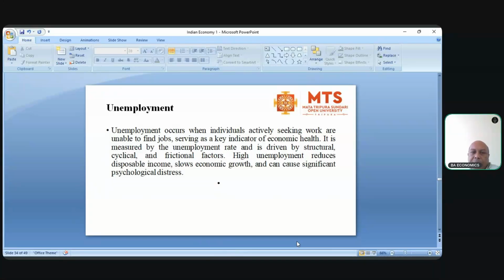So unemployment is a social problem, and unemployment is directly linked with poverty and crime rate in any society or in any country. High unemployment rate always reduces disposable income, also reduces economic growth, and also psychologically affects common people.